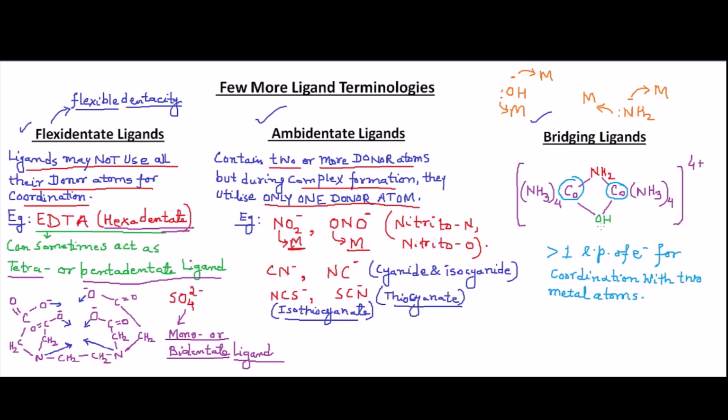These two, NH2 minus and OH minus, act as the bridging ligands, and such types of complexes which have two metal atoms that are bridged through two ligands, these complexes are known as the bridged complexes. So hope you understood all these three terms, the flexidentate, ambidentate and the bridging ligands, and hope it helps.